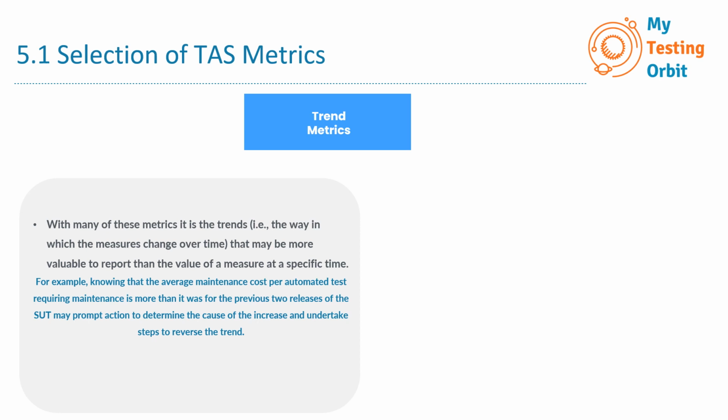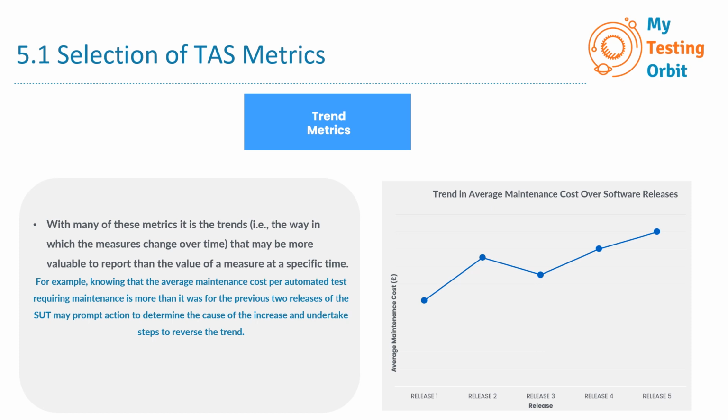Knowing that the average maintenance cost per automated test requiring maintenance is more than it was for the previous 2 releases of the SUT may prompt action to determine the cause of the increase and undertake steps to reverse the trend. Okay, so to understand this example, let's have a look at this graph.